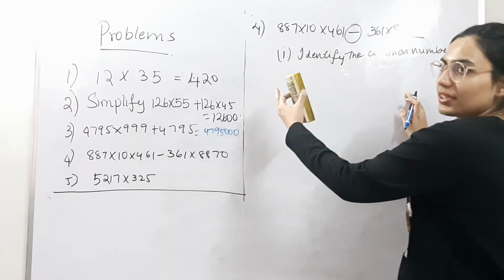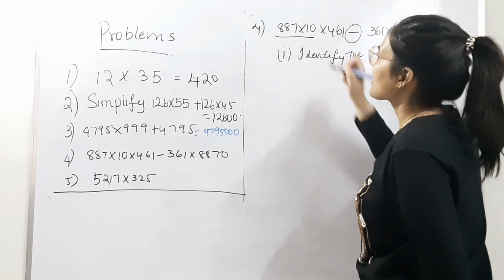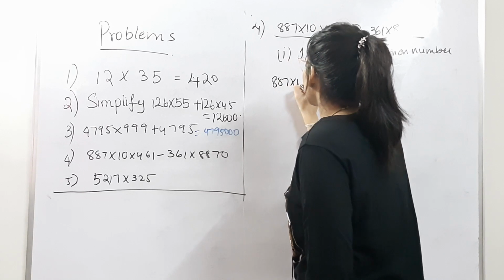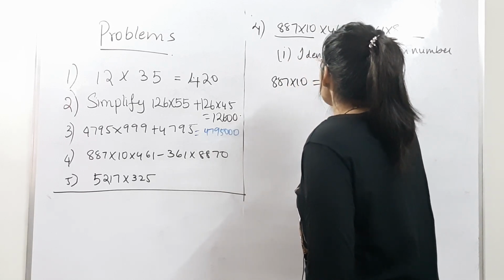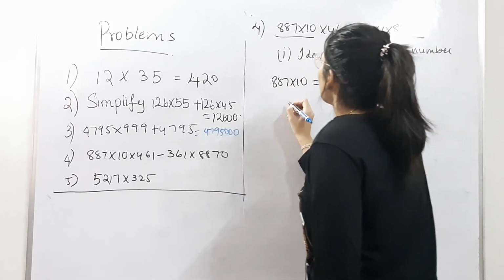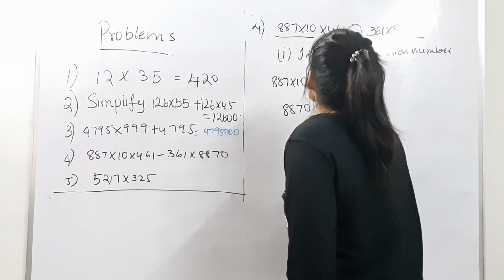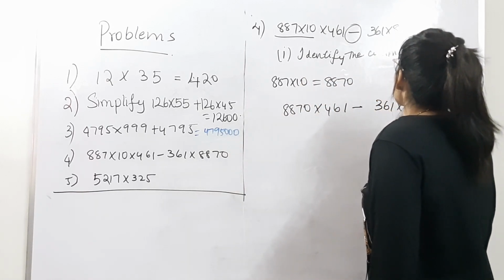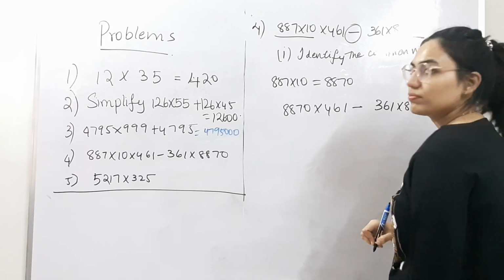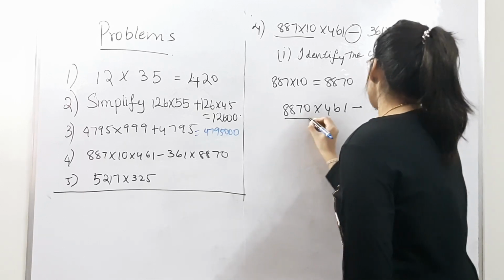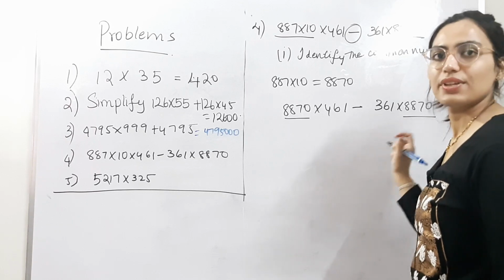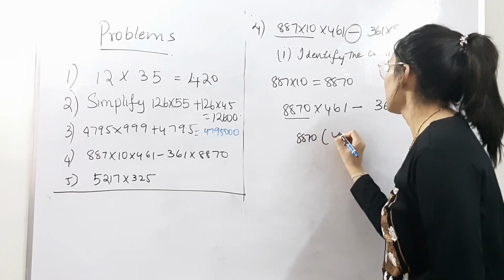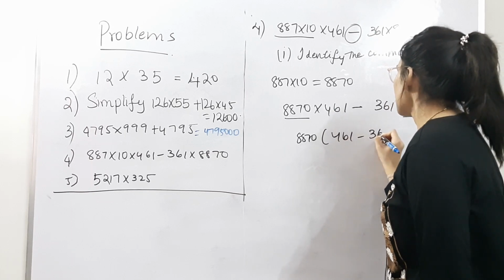There is no common number. Let's try to multiply 887 into 10. What is 887 into 10? It is nothing but 8870. So, can we write this as 8870 into 461 minus 361 into 8870? Yes. So, here we can see that 8870 is common. So, it will be 8870 into 461 minus 361.